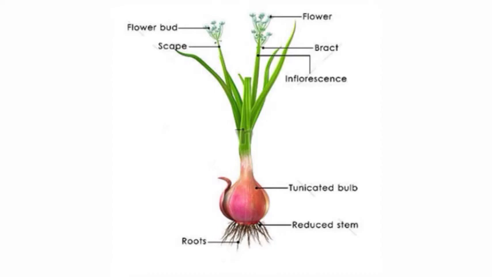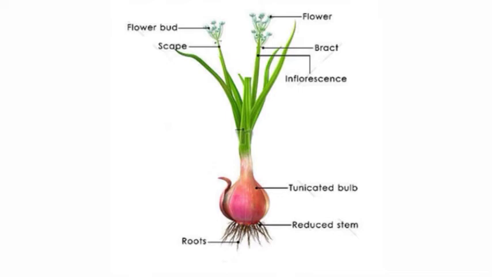Let's see the diagrammatic representation of a bulb. Here the reduced stem is the actual bulb. It contains adventitious roots on the lower surface. On the above, it contains stored scale leaves, called a tunicated bulb.